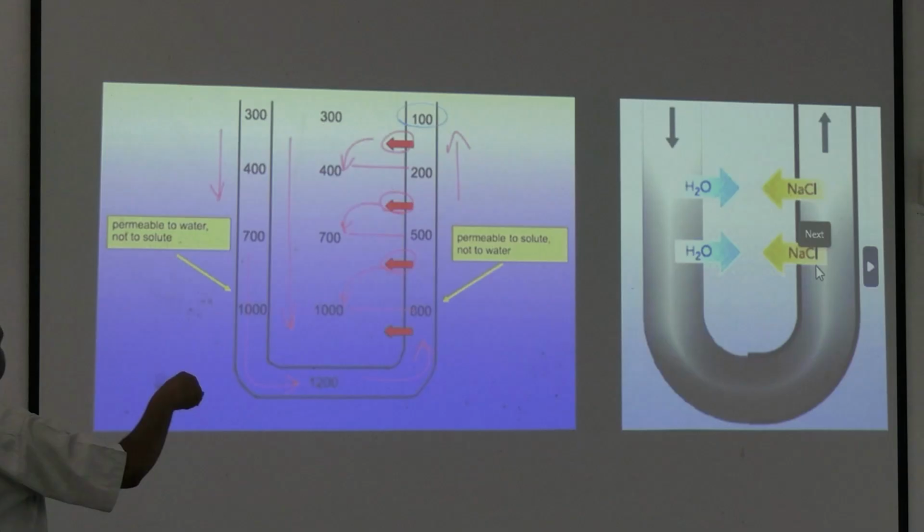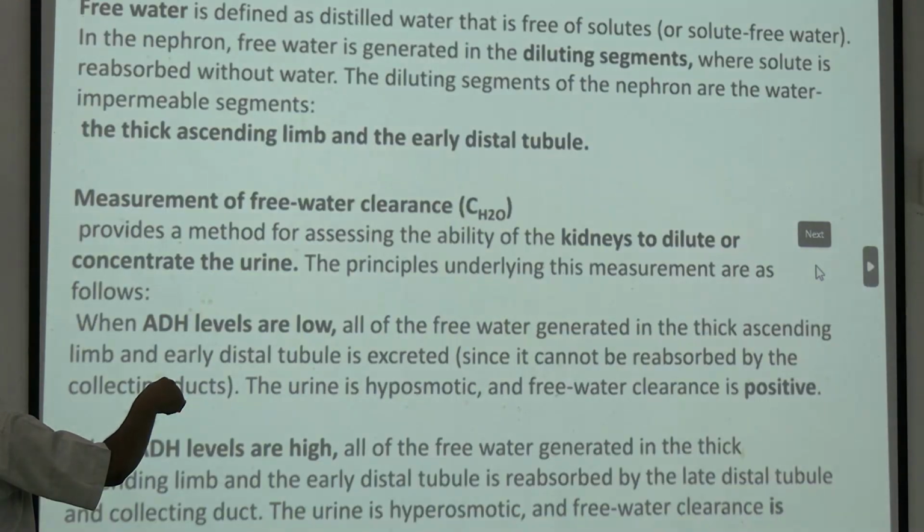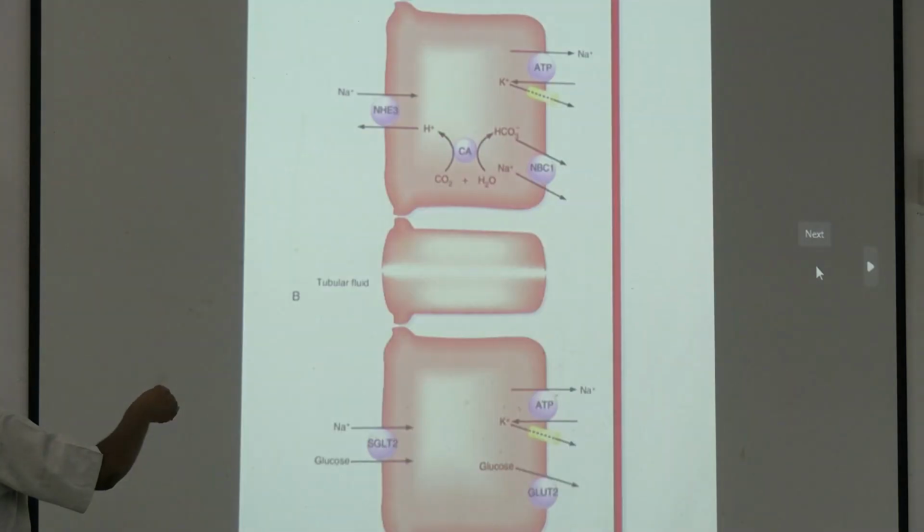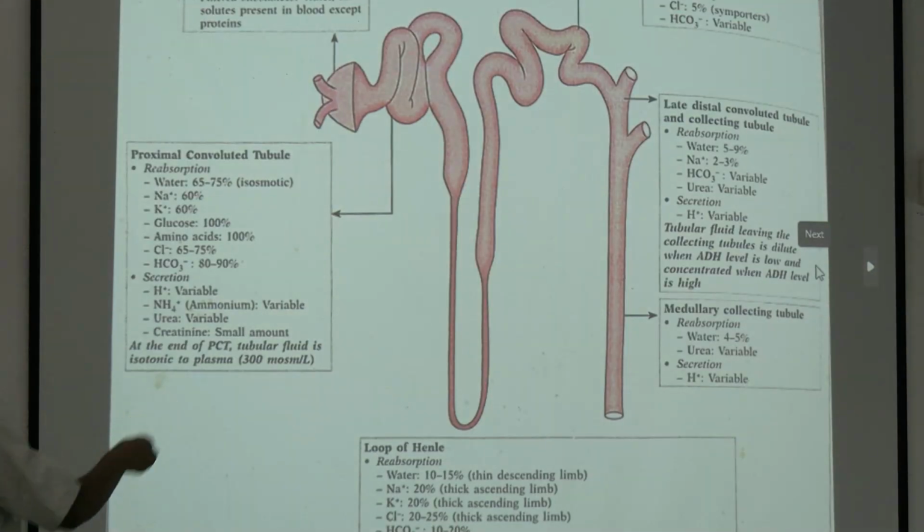So primary, we can just show this once before. Urea is not written, so you can add urea to this. So it is variable. In other parts it is written variable.